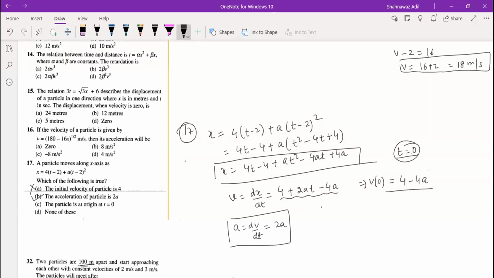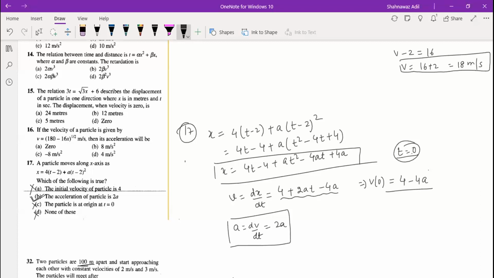The particle is at the origin at t equals to 0. So if we put t equal to 0, then we have minus 4 plus 4a. So that is not at the origin, right? So this is also not true, and this is also not true. So this one is true.